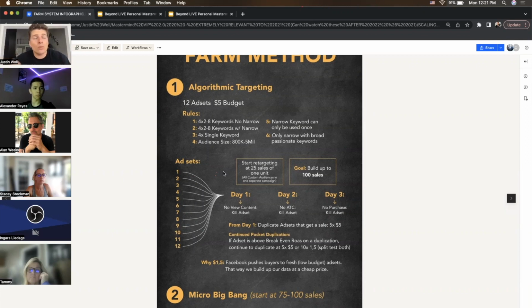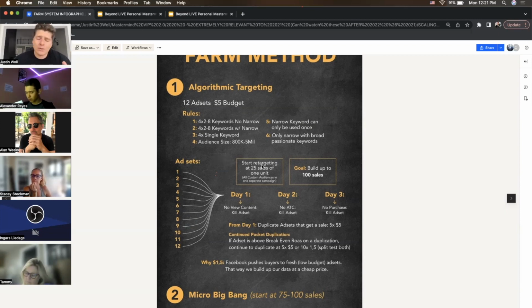You want to follow a 3-day rule. Our 3-day rule is as follows: day 1, no view content, we kill it. Day 2, no add to cart, we kill it. And day 3, no purchase, we kill it. The goal of the algorithmic launch is to get to 25 sales, because if something can reach 25 sales while breaking even, at a slight loss, or slight profit, or full profit, that's a great sign. There's massive demand there.